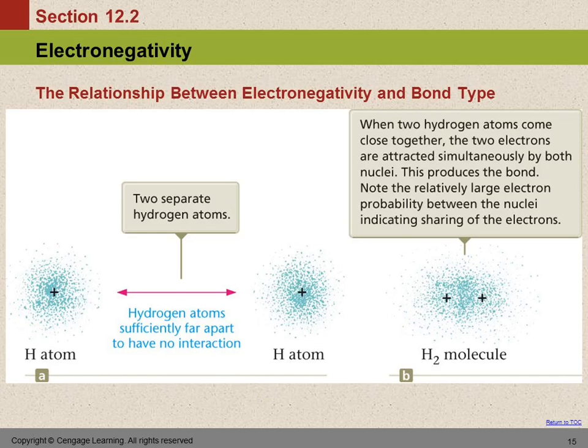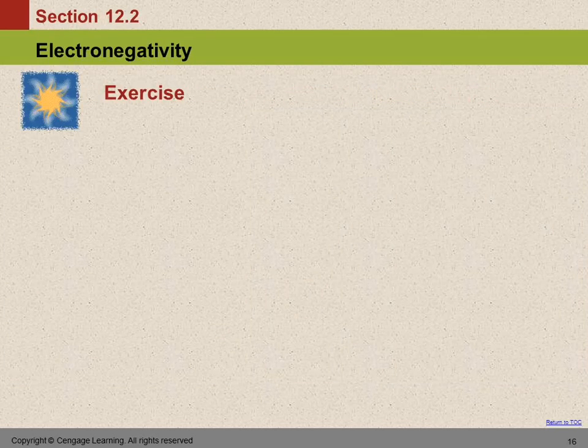So the relationship between electronegativity and bond type, which we kind of already talked about. Here's the same illustration again. Here you've got the hydrogen atom and the hydrogen atom, and they're going to get together and form a molecule. They're sharing their electrons, and this is all nice and symmetrical because the two hydrogen atoms are the same. They're going to have equal attraction, and so this is going to be a nonpolar bond, and they're going to be sharing equally.